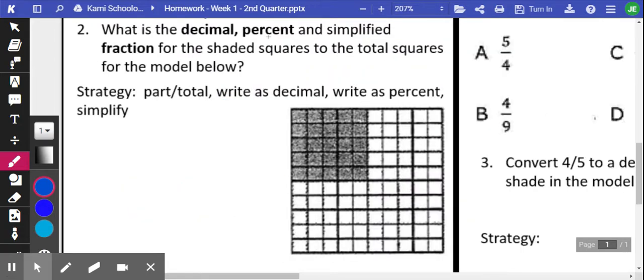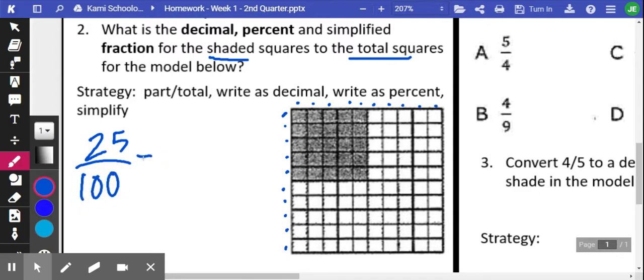So what is the decimal, percent, and simplified fraction for the shaded squares to the total? So we have 1, 2, 3, 4, 5. 1, 2, 3, 4, 5. So it looks like that is 25 out of 1, 2, 3, 4, 5, 6, 7, 8, 9, 10. And then 10 times 10. So it looks like we have 25 shaded out of 100.